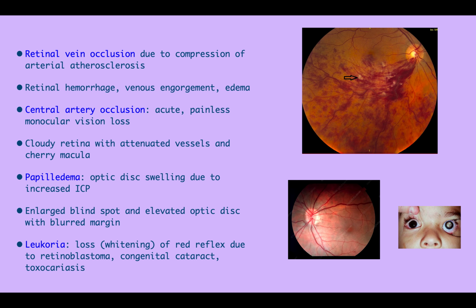Okay, so retinal vein occlusion is going to be due to the compression of the vein by arterial atherosclerosis, and it will cause retinal hemorrhage along with venous engorgement and edema. Central artery occlusion is acute and it's painless, monocular vision loss. So this is going to be accompanied by a cloudy retina with attenuated vessels and the cherry red macula.